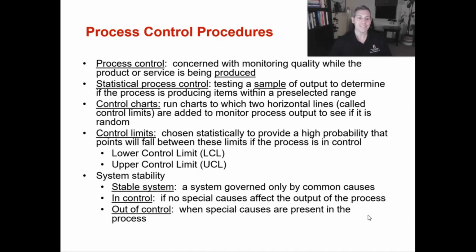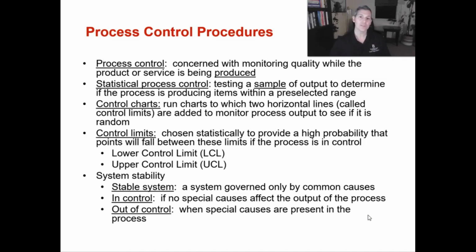Control limits are chosen statistically to provide a high probability that the points will fall between these limits if the process is in control. So you do not just randomly pick your upper control limit and your lower control limit. You statistically calculate what your upper control limit and your lower control limit are, and we will go over that in some of the following lectures.